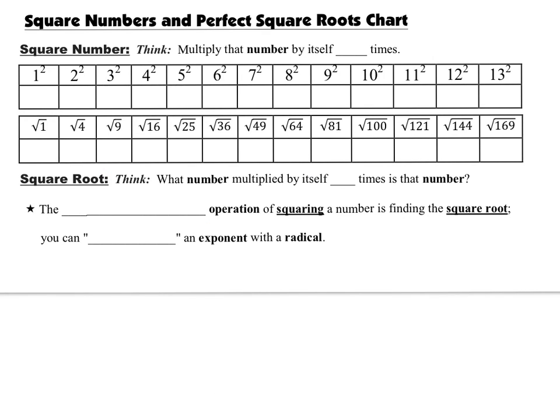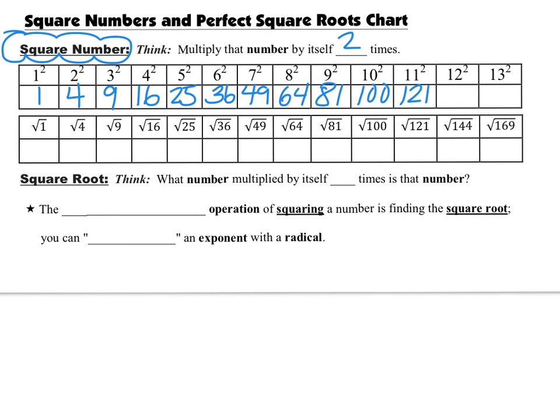So let's look at square numbers and perfect square roots on a chart. When we're talking about square numbers, we want to think multiply that number by itself 2 times. So 1 times 1 is 1, 2 times 2 is 4. So we're multiplying the number by itself 2 times. 3 times 3 is 9, and so forth. 5 times 5 is 25. 6 times 6 is 36. 7 times 7 is 49. 8 times 8 is 64. 9 times 9 is 81. 10 times 10 is 100. 11 times 11 is 121. 12 times 12 is 144. And 13 times 13 is 169.